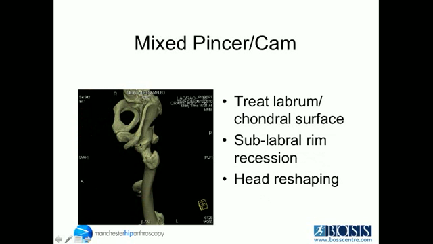If it's a combination of the two, you can treat any labral or chondral abnormality, do a sublabral rim recession, and then do a femoral head reshaping. And it's by attacking it on both sides that you make the best effect.